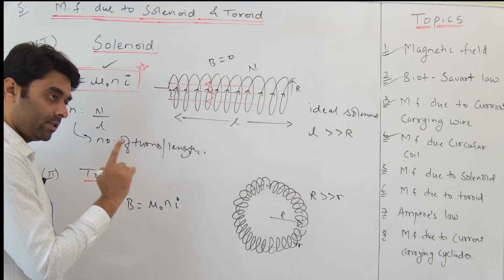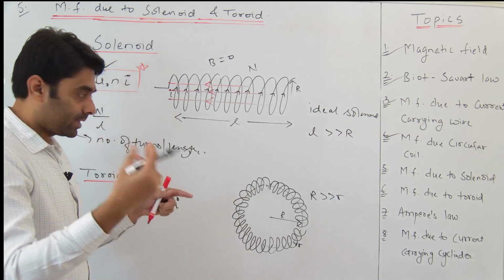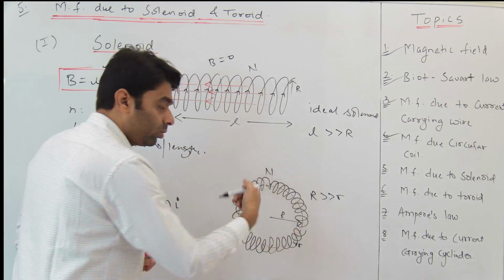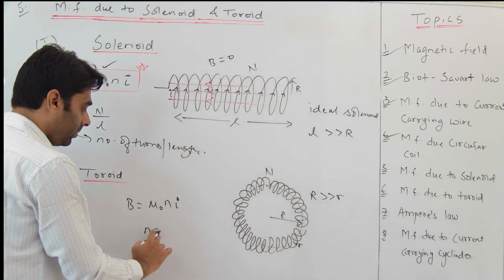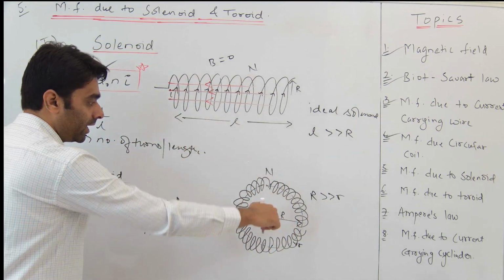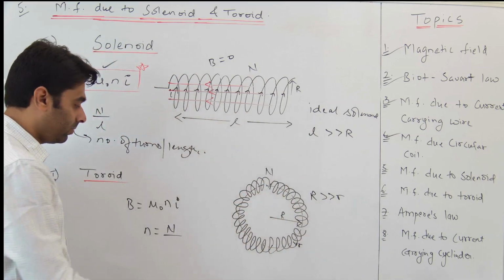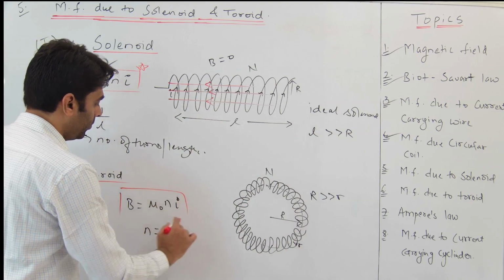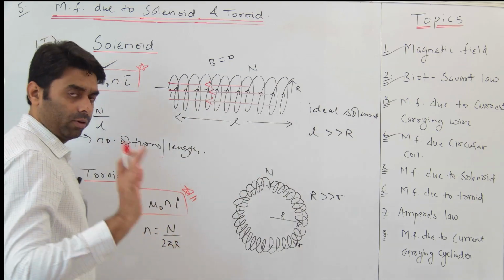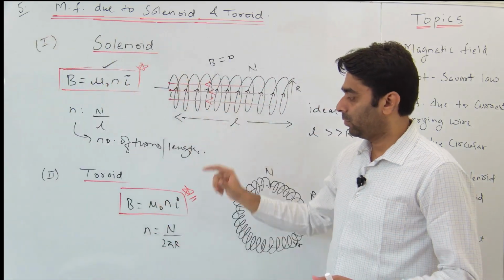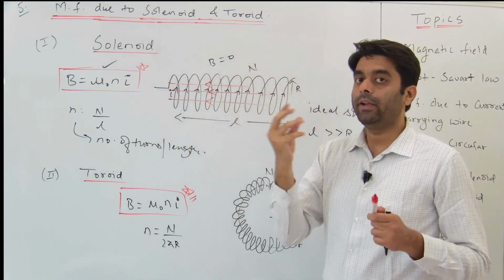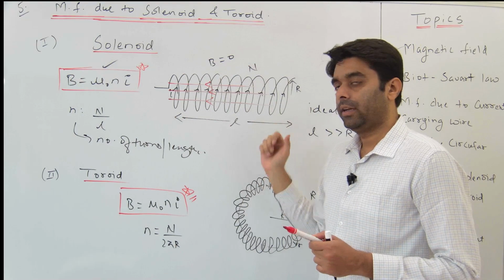What is this difference? This N over here is again your number of turns per unit length, and the length over here will become what? So N will be equal to the number of turns per unit length of this complete coil. How much will it be? 2 pi R. So this is your magnetic field due to toroid. I hope this is clear. The results that you have to keep in mind are highlighted over here, along with some of the points that we should keep in mind. Fine, let us move ahead.